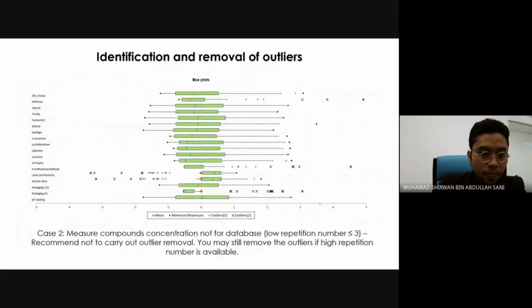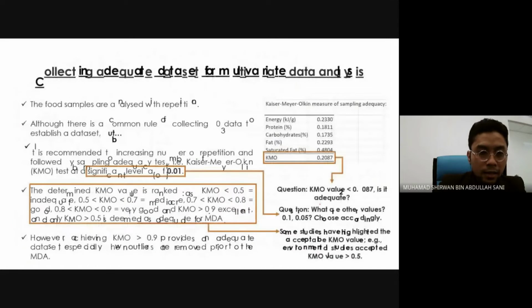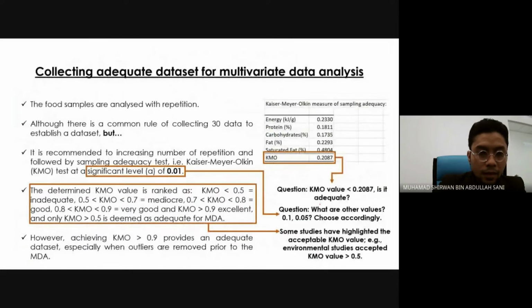Okay, so if we are talking about the significant level, for example, you can choose 0.01 for 99%. This one is recommended for halal testing. But if we are talking about identifying contaminants, we can go up to a significant level of 0.05. So if we choose 0.05 as the significant level, that indicates the confidence level that we get is 95%, which is we are 95% confident that the result that we have is correct. So there's a 5% error.